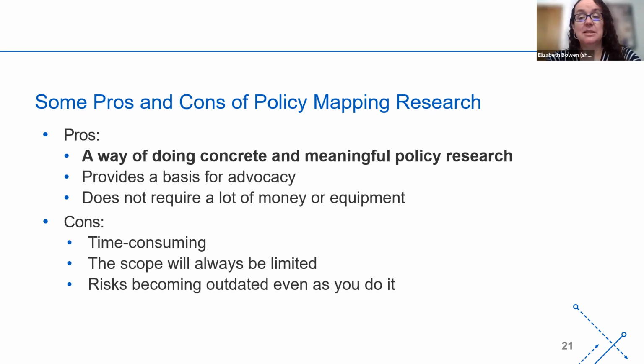The cons, as I mentioned, it is very time consuming, and I don't really know any shortcuts to it. Just to read and analyze so many policies is bound to take a lot of time. The scope will always be limited, meaning you can't look at everything. So even just by, say, focusing at the federal level, that means we're missing out on presidential executive orders that might also be relevant.